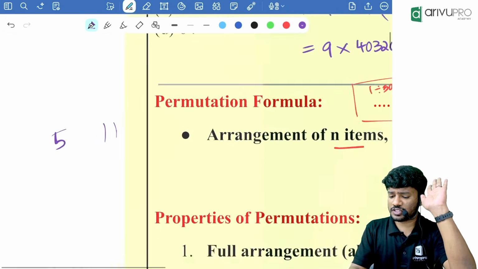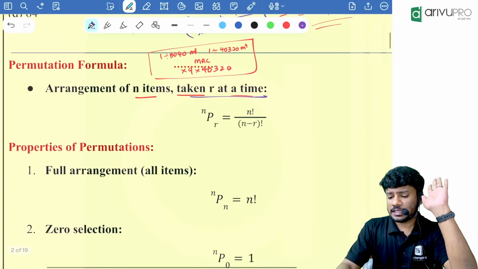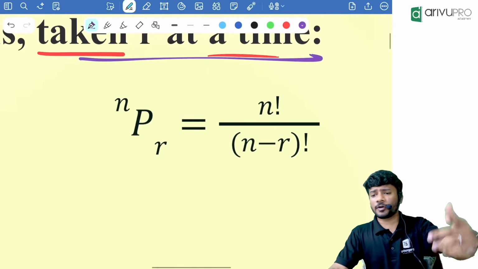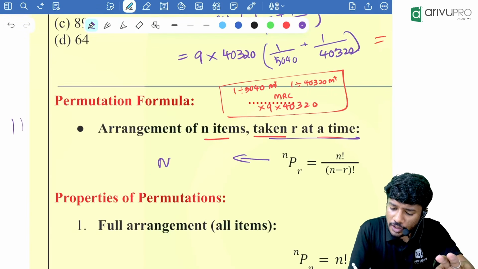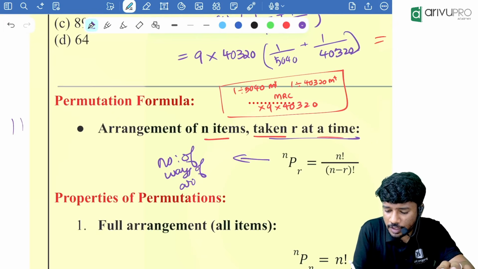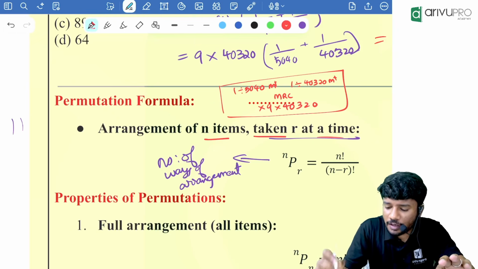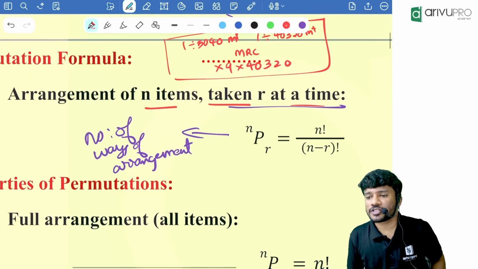Now, if you listen carefully, there is a formula for finding the number of ways. Actually, this nPr is nothing but what? Number of ways of arrangement. Make a note of it. nPr is nothing but number of ways of arrangement.